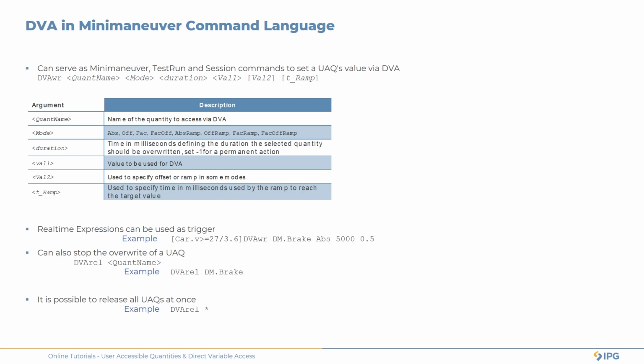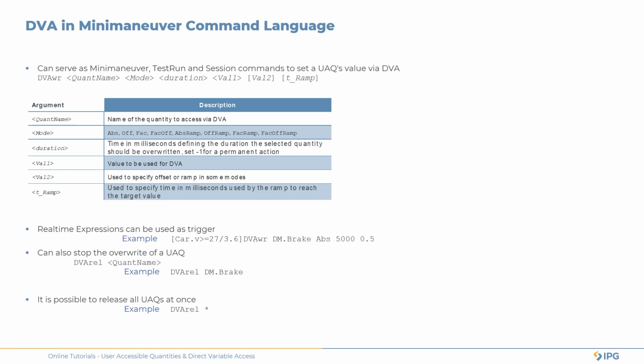Not only in the DVA dialog, we could also use DVA in mini-maneuver commands. Before we use it, we should follow this format. DVA write is a prefix, afterwards comes the quantity name. In this example, we use DM brake. The next one is mode. There are different options for it. ABS specifies the absolute value. Off could define an offset which is added to the current value. And you could find more information in the user's guide.